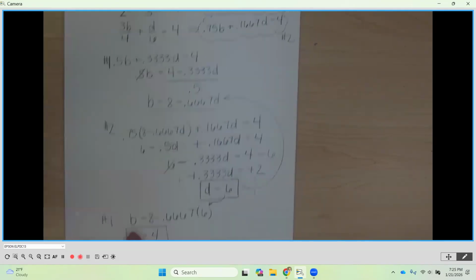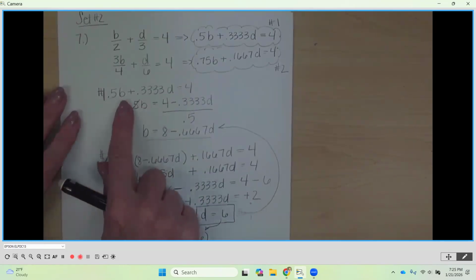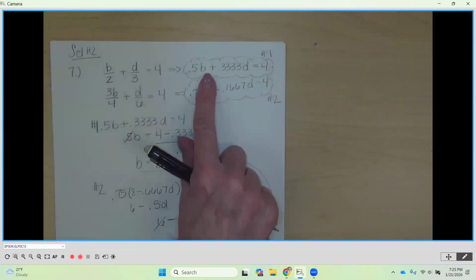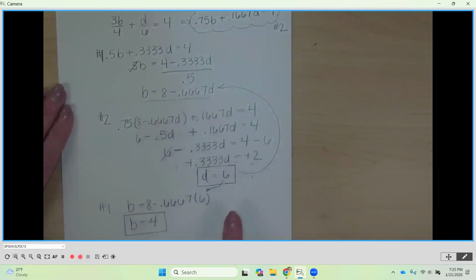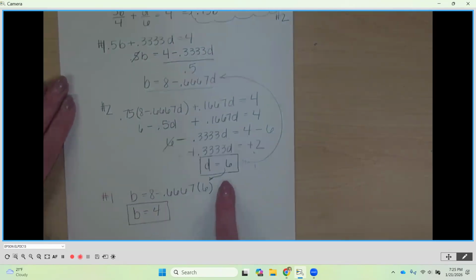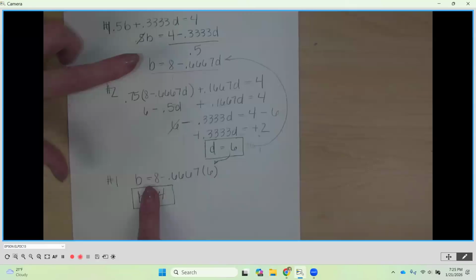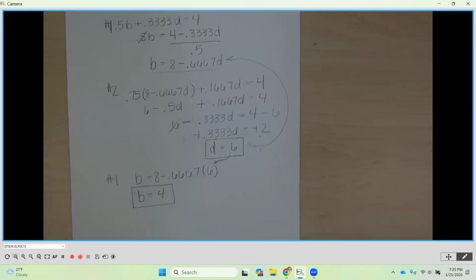So yes, exactly. Up here, we rearranged equation number 1 to solve for just B. Since we only needed B, B was equal to 8 minus 0.6667 times D. Now we know that D is 6. So down here, I used equation number 1 again, B is equal to, and I just duplicated this but substituted in the 6.